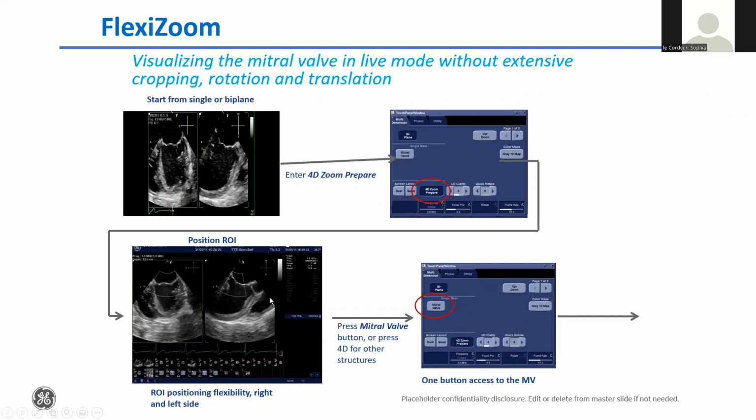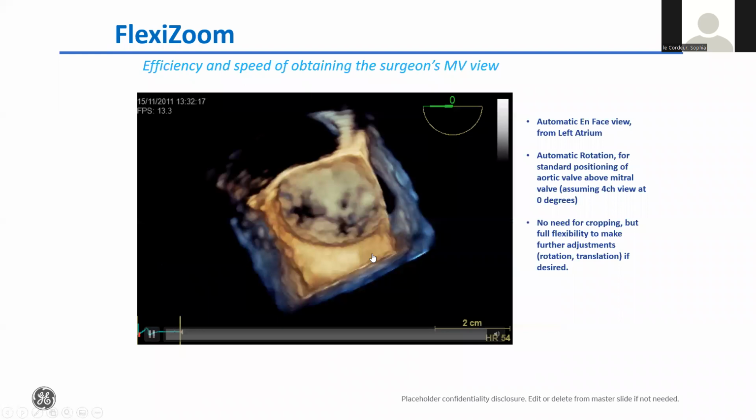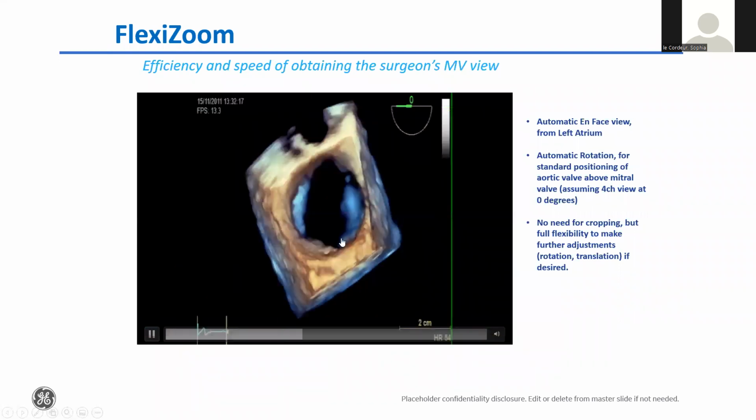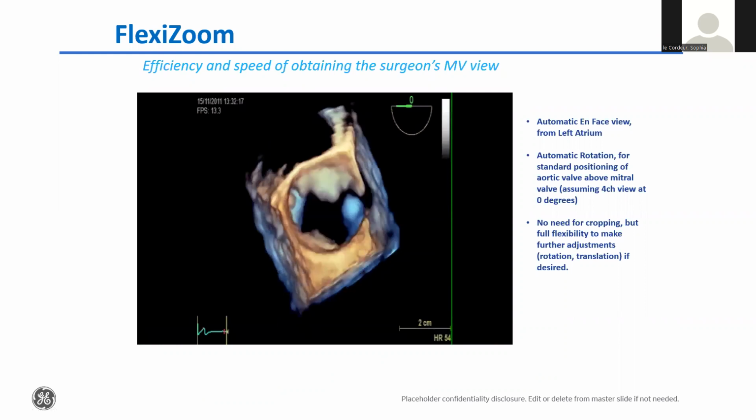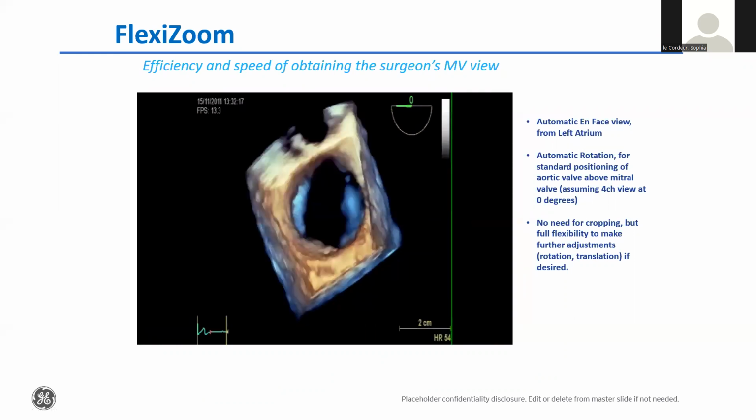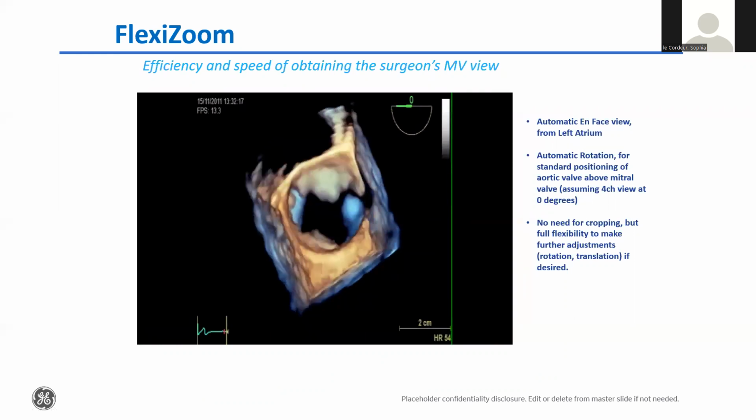Then we click acquire, or we click 4D. From that moment, we immediately get a cropped volume acquisition dedicated for that area of interest. In other words, we don't acquire the full volume and then start zooming or cropping. No, we acquire the zoomed acquisition from the beginning. This is what we call 4D zoom prepare.